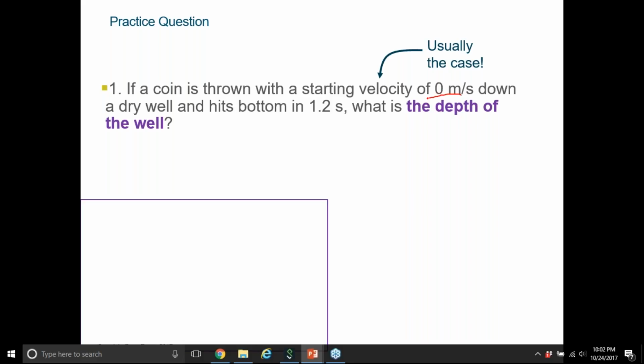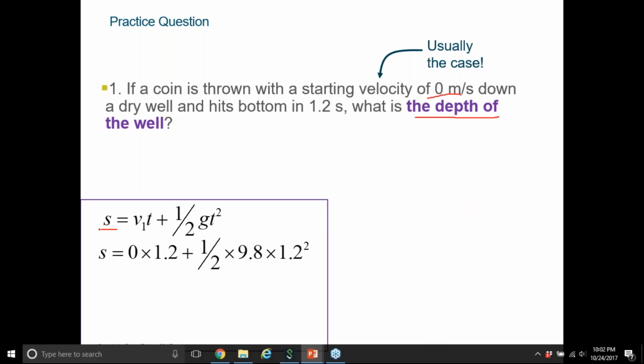All right, so let's figure out what we're doing here. We've only got three formulas to pick from. It asks what is the depth of the well. So that's the distance. So we want our distance equals formula. Distance equals starting velocity times time plus 1/2 times g times t squared.